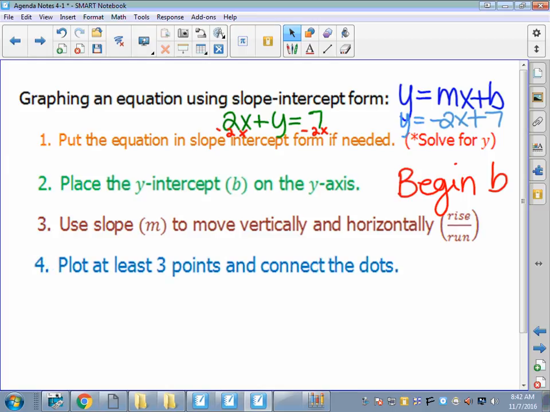And last but not least, I like to have at least 3 points on my graph. Connect the dots, put arrows at either end, you got yourself a line. Some of you, this is going to feel very familiar. Some of you, it's going to be a little bit of a refresher, but you have done this before. I feel pretty confident.